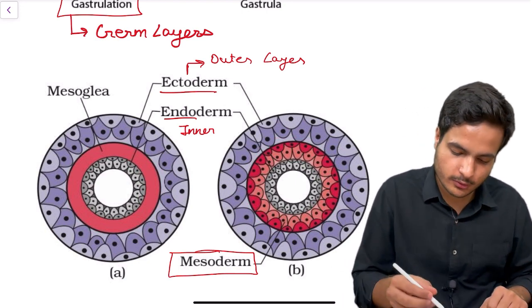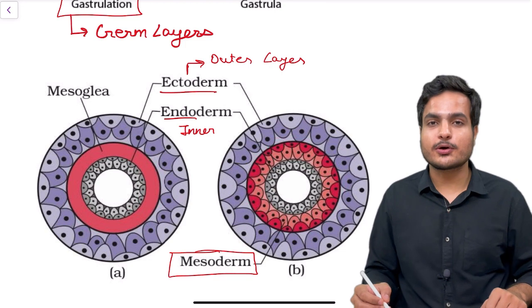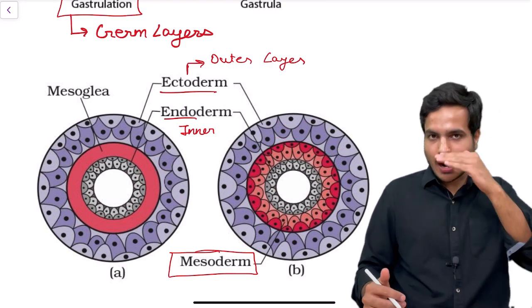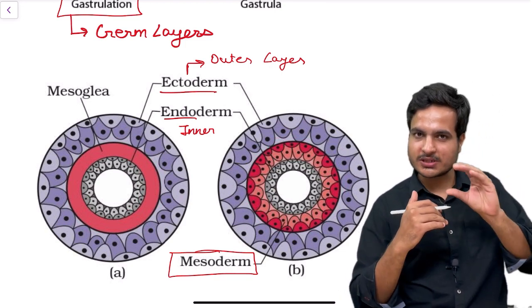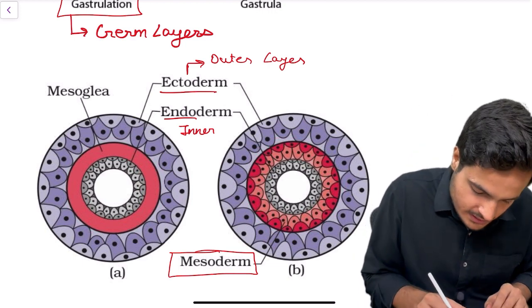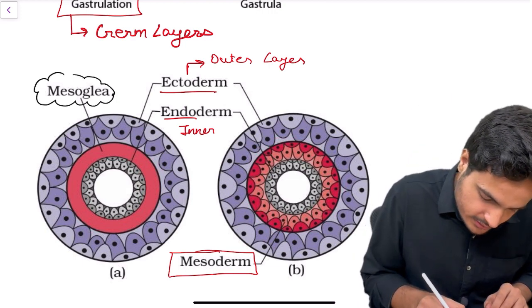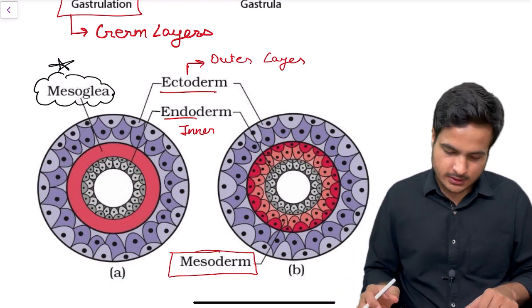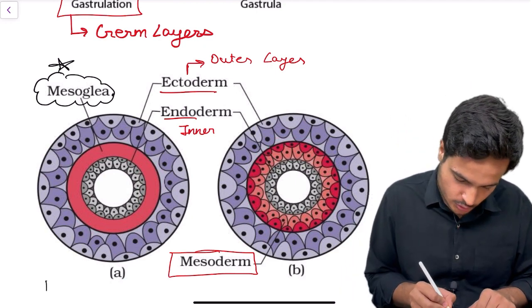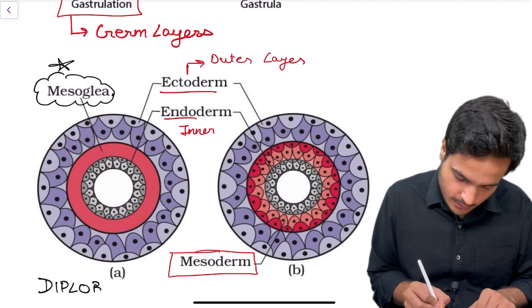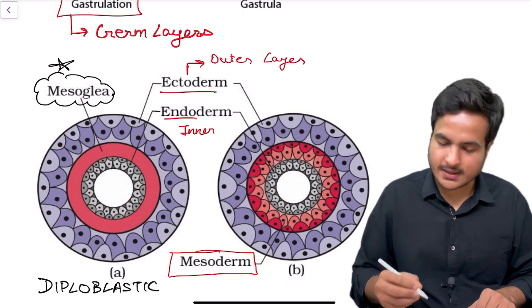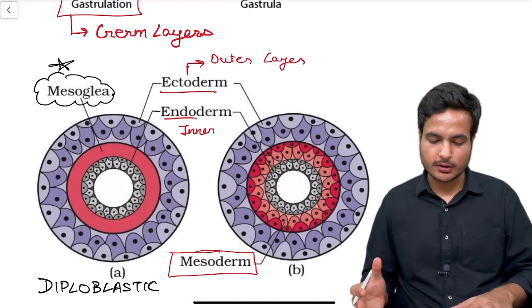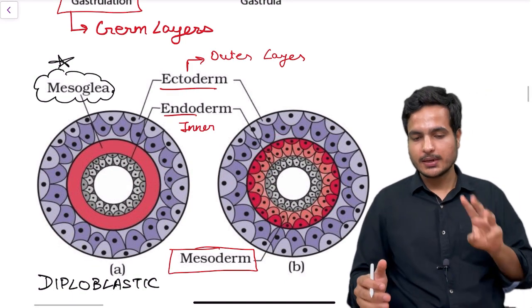One key point you need to remember about diploblastic organisms is that between the outer layer and inner layer they have a specialized connective tissue which is called mesoglea. So this is a characteristic feature of diploblastic organisms. This diagram on the left side is showing a diploblastic organism, whereas on the right side we have a triploblastic organism showing all the 3 germ layers.